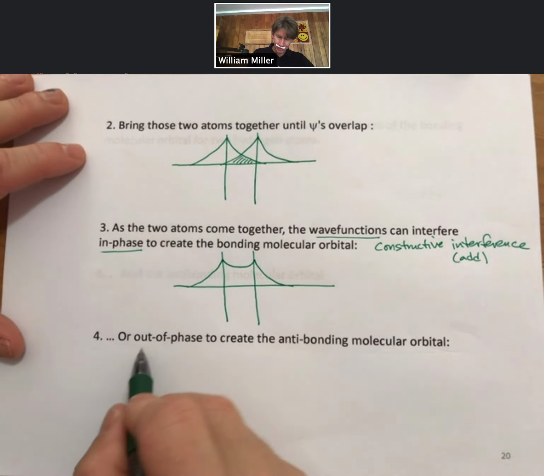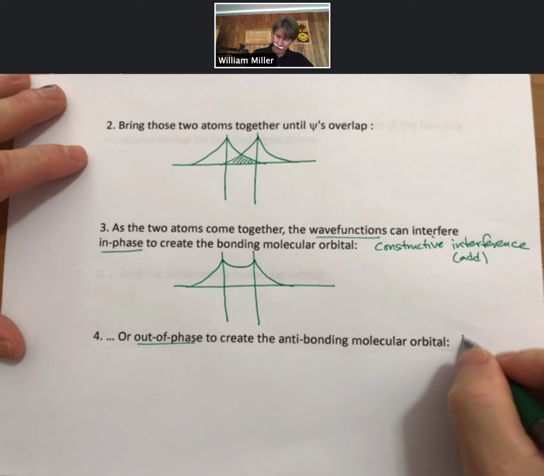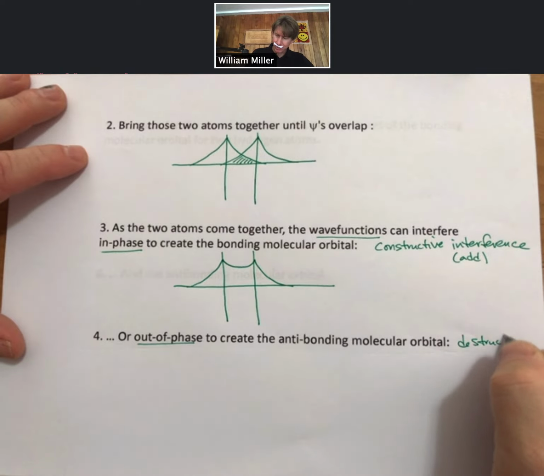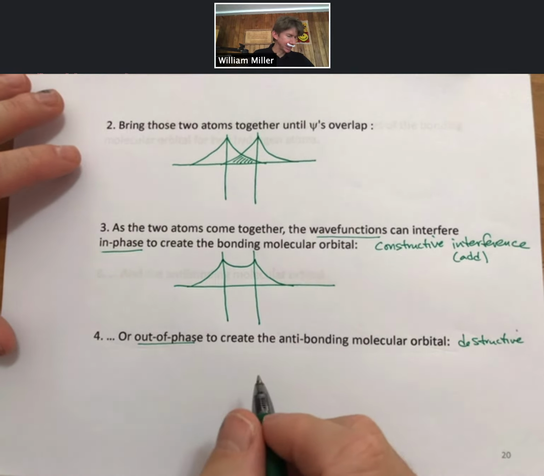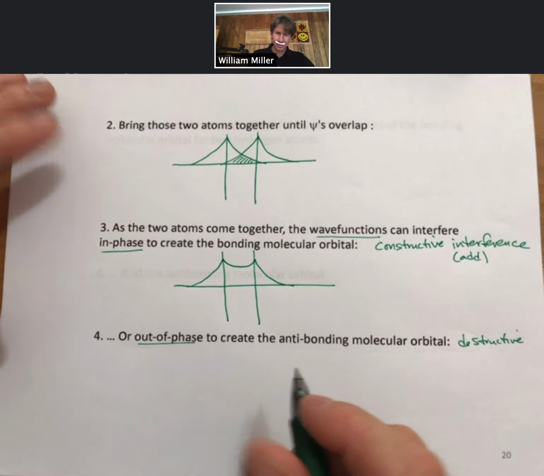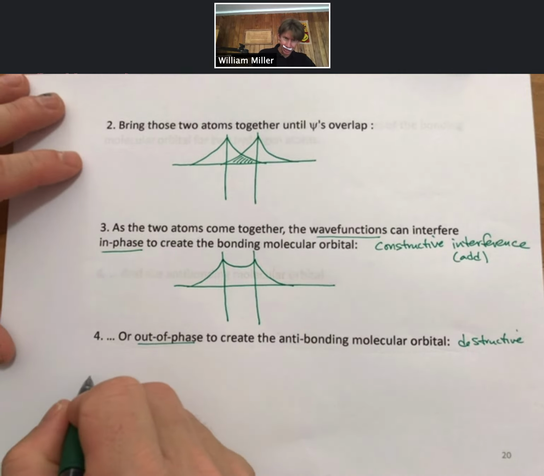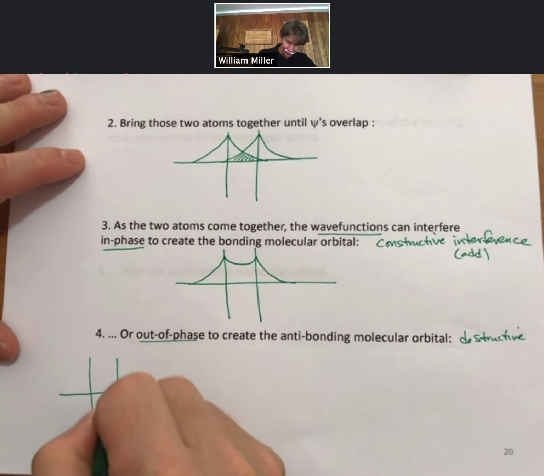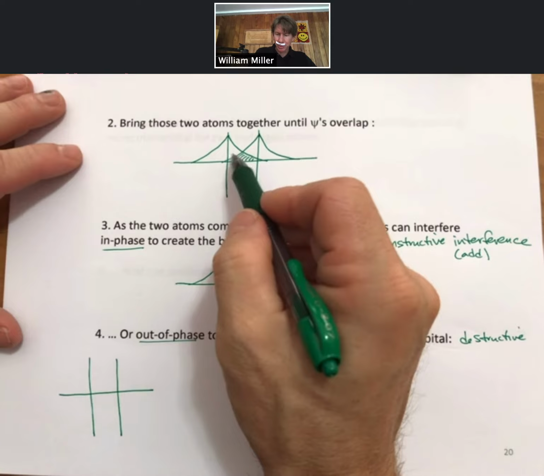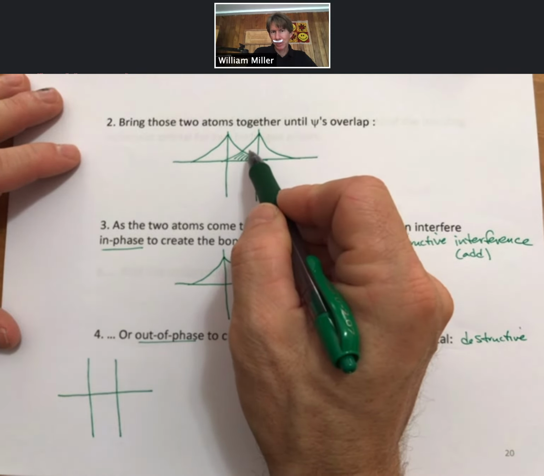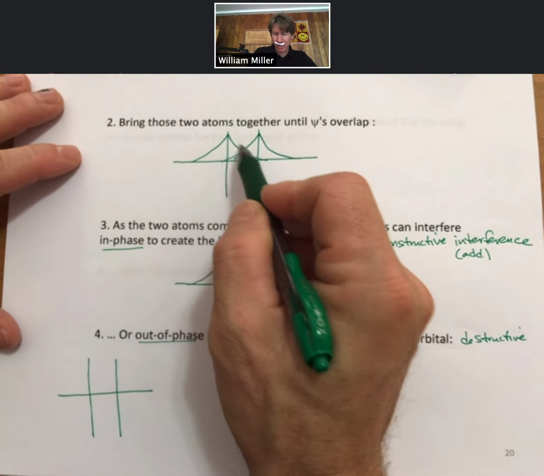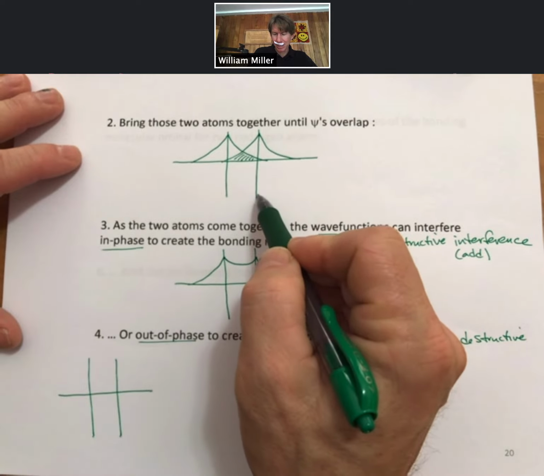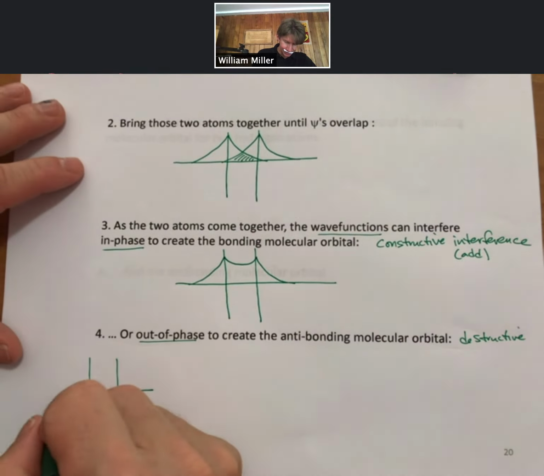Then down here, for out of phase, it'll be destructive interference, which means subtraction. For destructive interference, let's draw a picture over here. We'll draw the same thing. So you can subtract them, and one way to subtract them is to keep this one here, but then to take the negative of the other one.